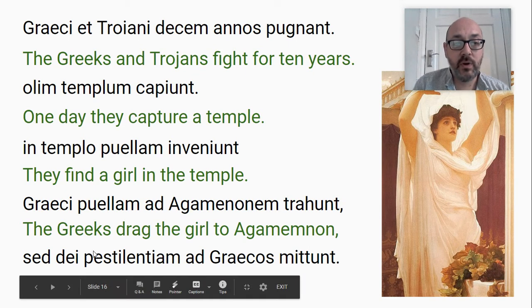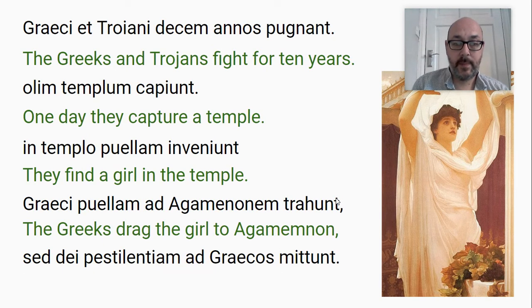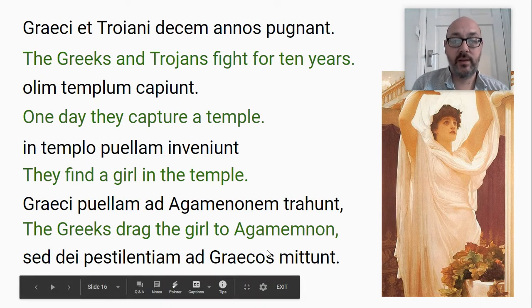Dei pestilentiam ad Graecos mittent. Okay, so again we've got a plural nominative here, Dei, the gods. What do the gods do? The gods send, mittent, a plague to the Greeks. Not to Greece, it's to the Greeks.